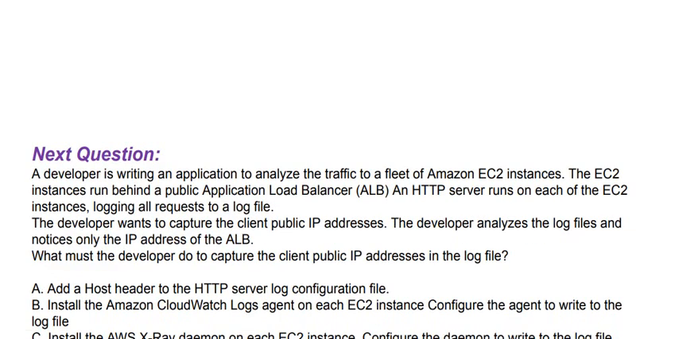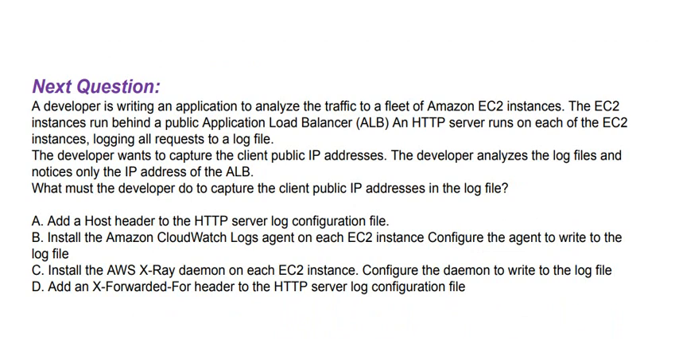Next question is: a developer is writing an application to analyze the traffic to a fleet of Amazon EC2 instances. The EC2 instances run behind a public Application Load Balancer, and an HTTP server runs on each of the EC2 instances, logging all requests to a log file. The developer wants to capture the client public IP addresses. The developer analyzes the log files and notices only the IP address of the ALB. What must the developer do to capture the client public IP addresses in the log file?